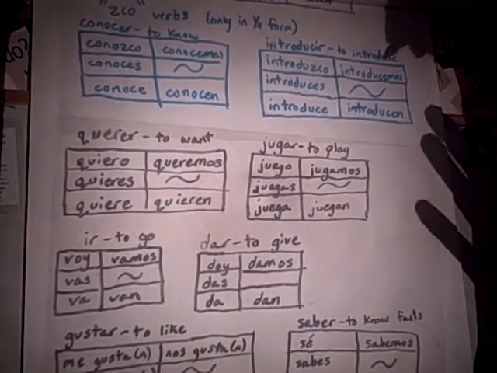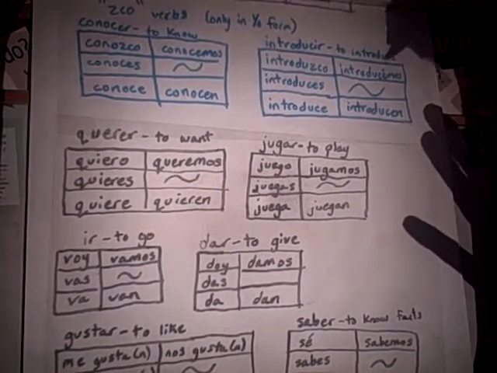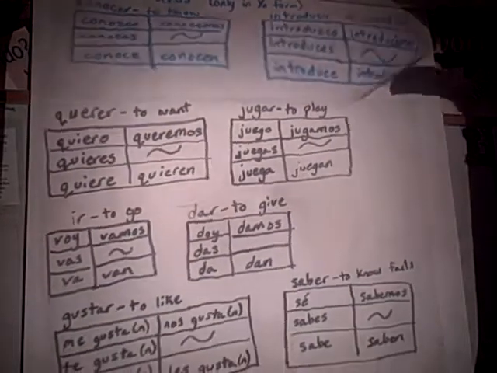And be careful, we have only -imos and -emos for -er and -ir verbs.